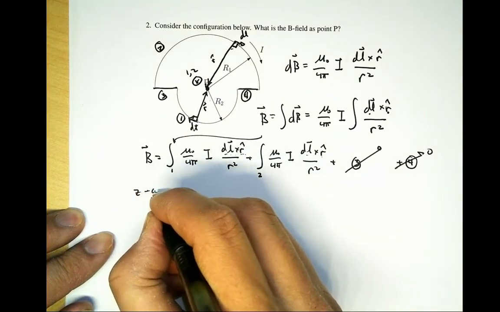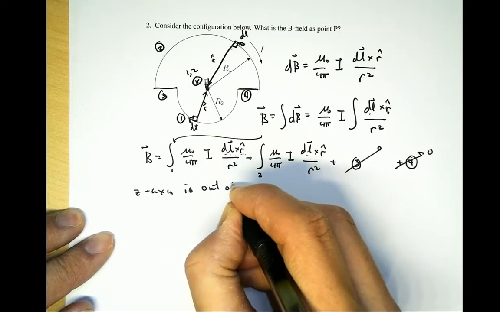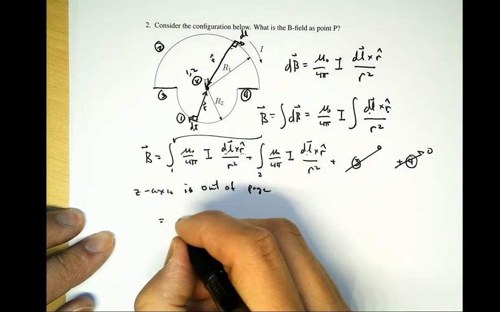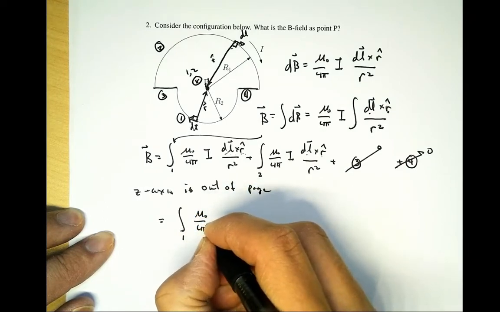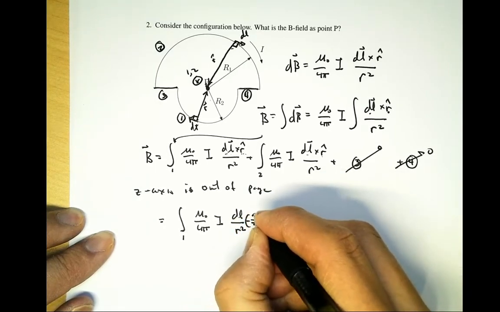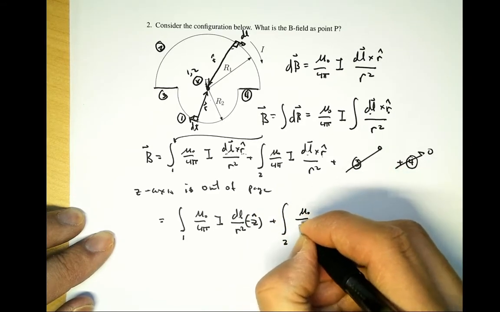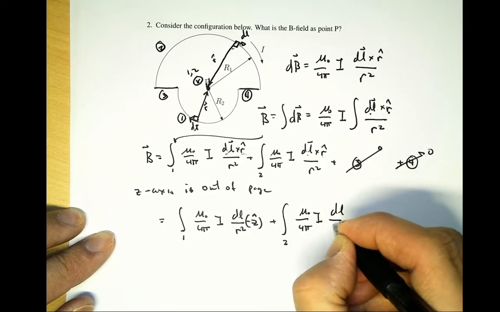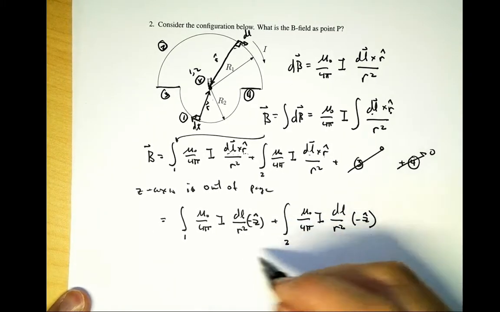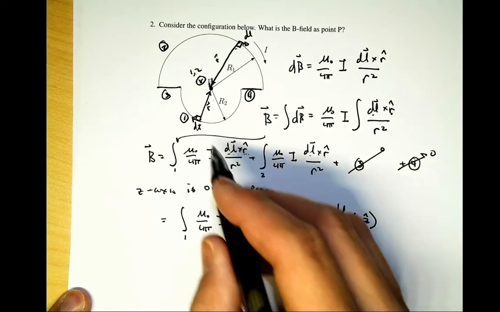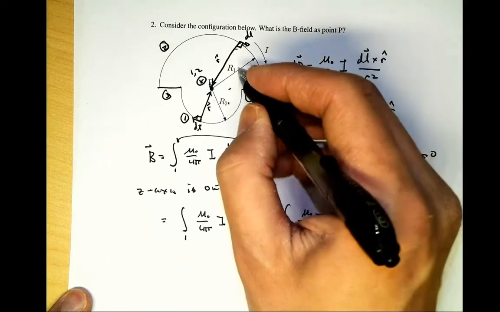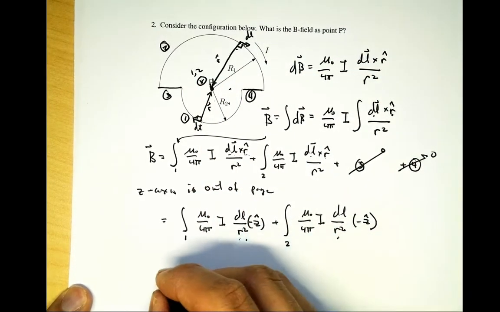So if the z-axis is out of the page, then I can rewrite these as pointing in the minus z direction. This is going to be the integral along segment 1 of mu 0 over 4 pi I dl over r squared in the minus z hat direction, plus the integral along segment 2 of mu 0 over 4 pi I dl over r squared, again in the minus z hat direction. And now the only thing I need to do is these two integrals. Fortunately, because of the semicircles, r is going to be R2 for segment 1 and R1 for segment 2. I should have labeled it a little better. Oh well.